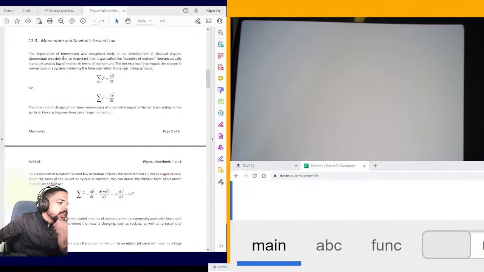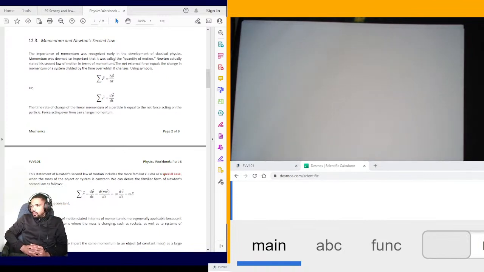It says here that the importance of momentum was recognized early in the development of classical physics. Now, you should all be familiar with who Isaac Newton was. He's the father of mechanics. Actually, I think that honor belongs to Galileo, because he became the first actual physicist to put Aristotle's notions to the test. But Newton gave the mathematical basis for classical mechanics, and he also developed calculus to help him with his celestial mechanics.